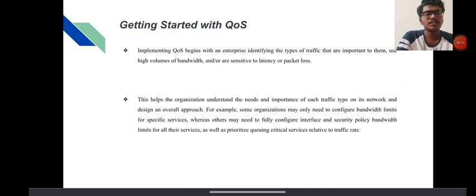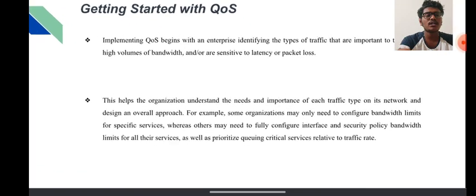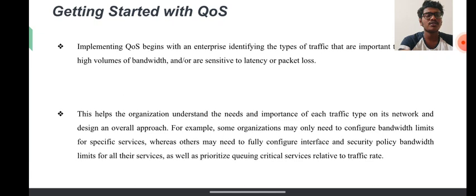This helps the organization understand the need and importance of each traffic type on its network and design an overall approach. For example, some organizations may only need to configure bandwidth limits for specific services, whereas others may need to fully configure interface and security policy bandwidth limits for their services, as well as prioritize queuing of critical services related to traffic rate.